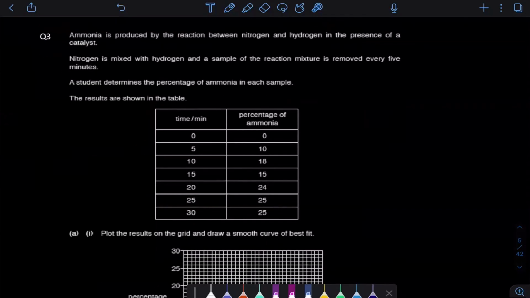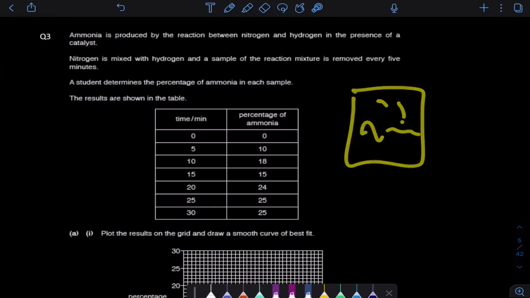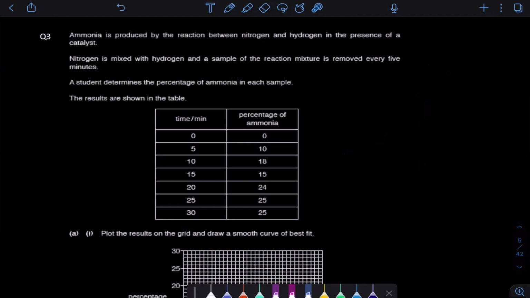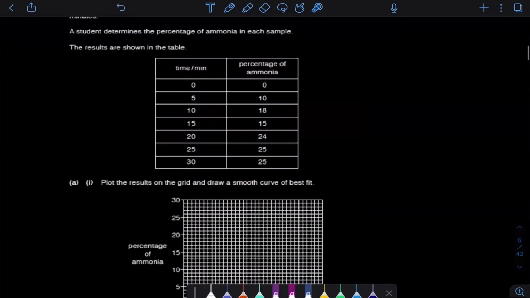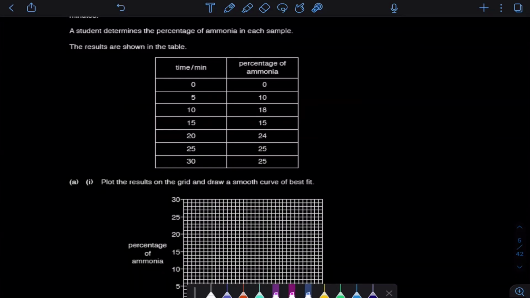Ammonia is produced by the reaction between nitrogen and hydrogen in the presence of a catalyst. Nitrogen is mixed with hydrogen and a sample of the reaction mixture is removed every 5 minutes. So basically the reaction takes place in a cylinder, and after a while a small sample is removed every 5 minutes and the percentage of ammonia is figured out. As you can see, the independent variable is the time, the dependent variable is the percentage of ammonia, and the control variable is everything that will affect the rate of reaction.